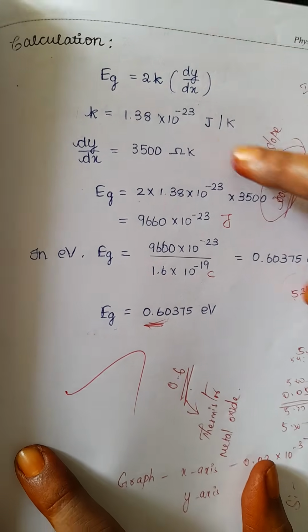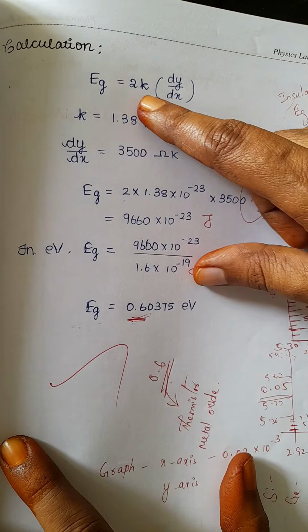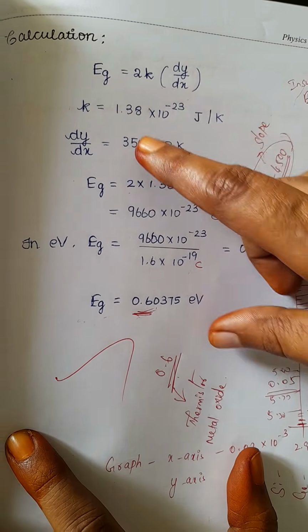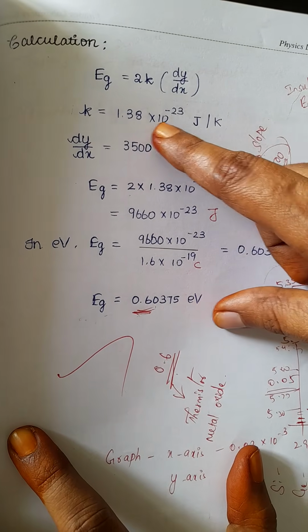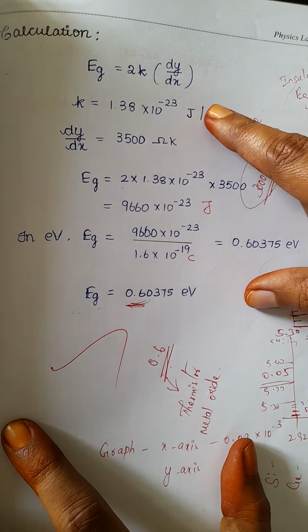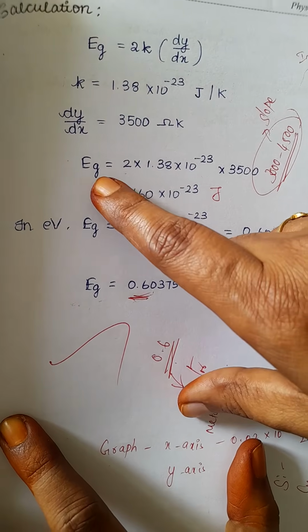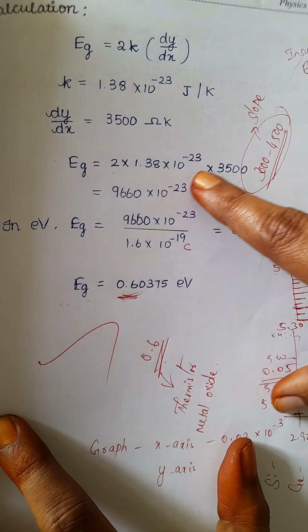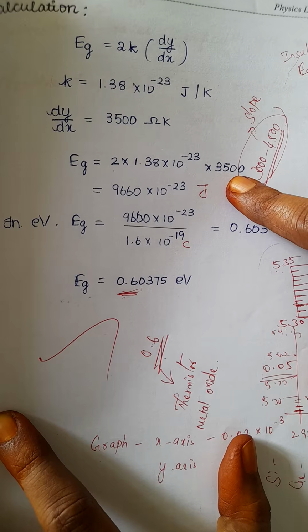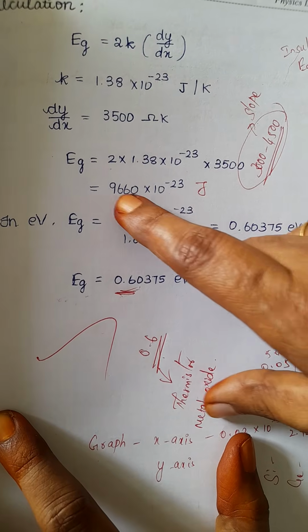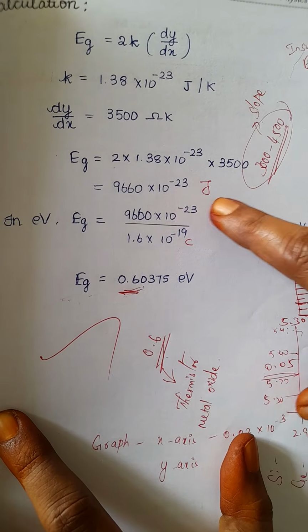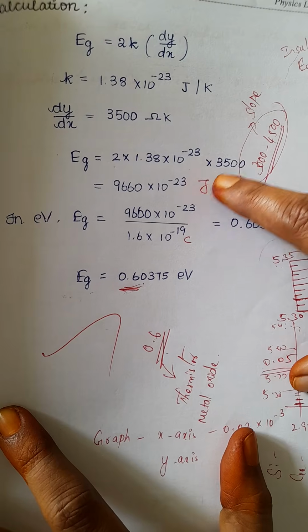This is the calculation for finding the band gap. Eg equals 2k into dy by dx. K is the Boltzmann constant, 1.38 into 10 to the power minus 3 joule per Kelvin, and the dy by dx value is 3500. When I substitute 2 into 1.38 into 10 to the power minus 3 into 3500, we will get 9600 into 10 to the power minus 23 in joules.